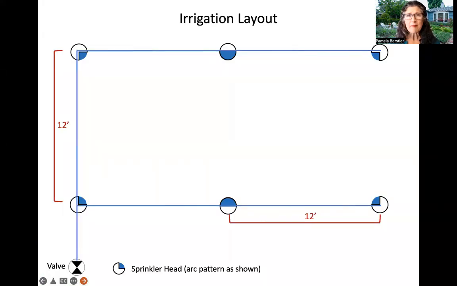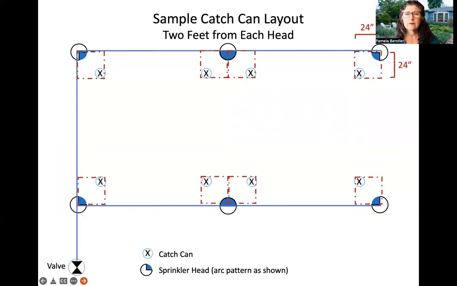So I'm going to take you step by step through this. This is the irrigation layout that we're going to be working with. We have sprinklers and they are 12 feet apart. So the first catch cans that I put down are the ones that are by the sprinkler heads. Typically, you want to be about 2 to 3 feet away from the sprinkler head, as well as a minimum of 2 feet away from the edge, especially if there's hardscape. By putting them in this location, you are really maximizing the amount of water that is going to be able to get to them from the different sprinkler heads.